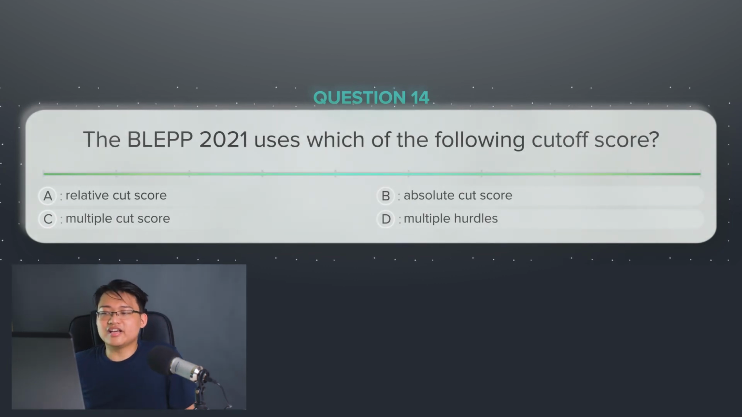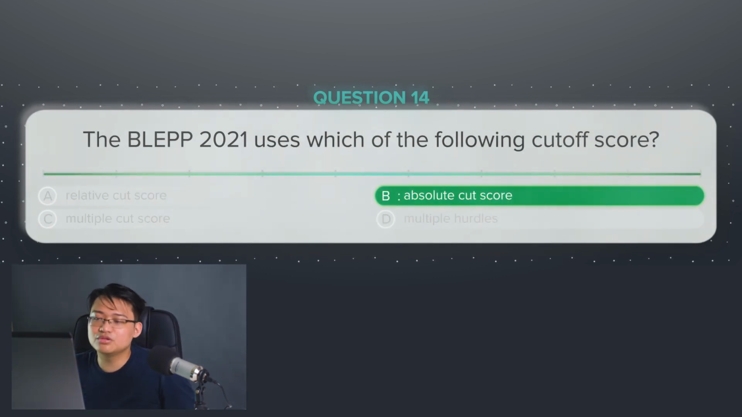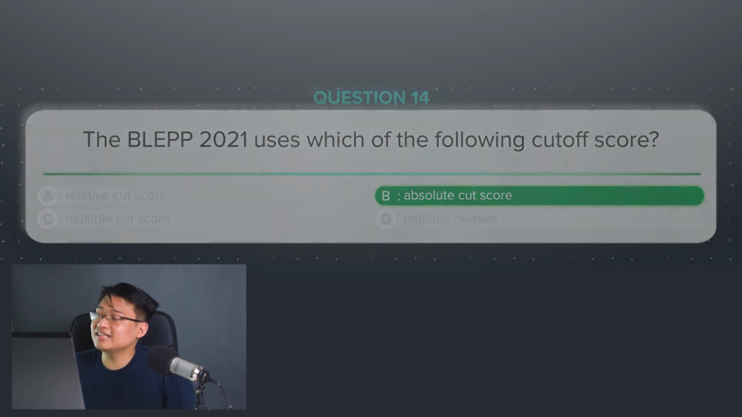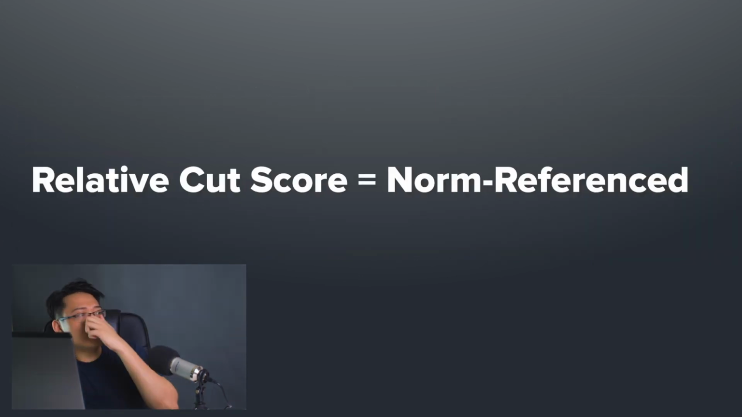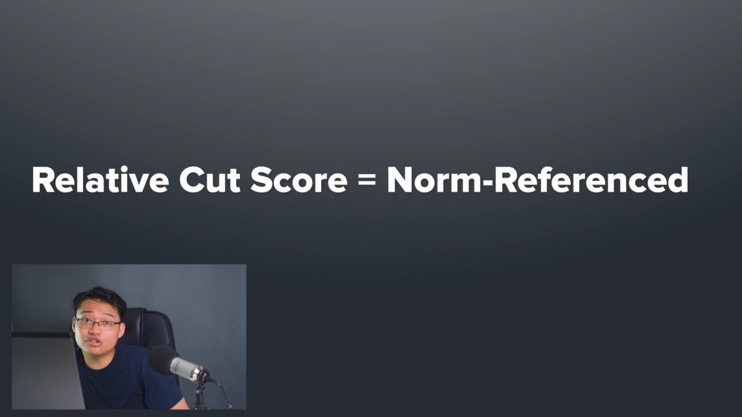And the correct answer is letter B. Absolute cut score. First, with relative cut score, that means yung cut score, it depends on others. Para siyang norm reference. When we say we have a relative cut score, let's say, hello everyone, I am only accepting the top 10. Top 10 lang ang papasa sa exam na to. So, yung pagpasa mo, nakadepende sa score ng ibang tao. Your tendency to qualify for that test is dependent on other people.